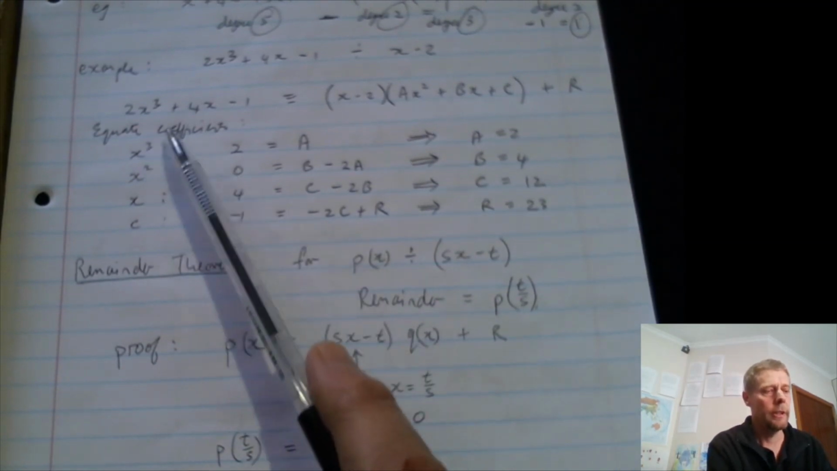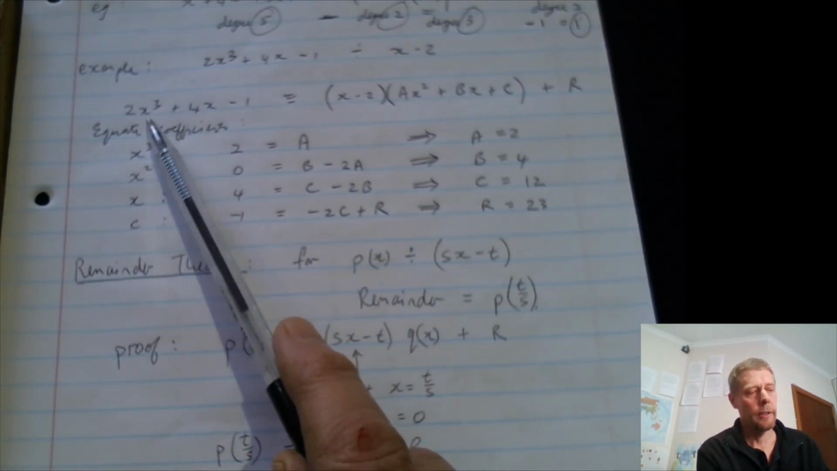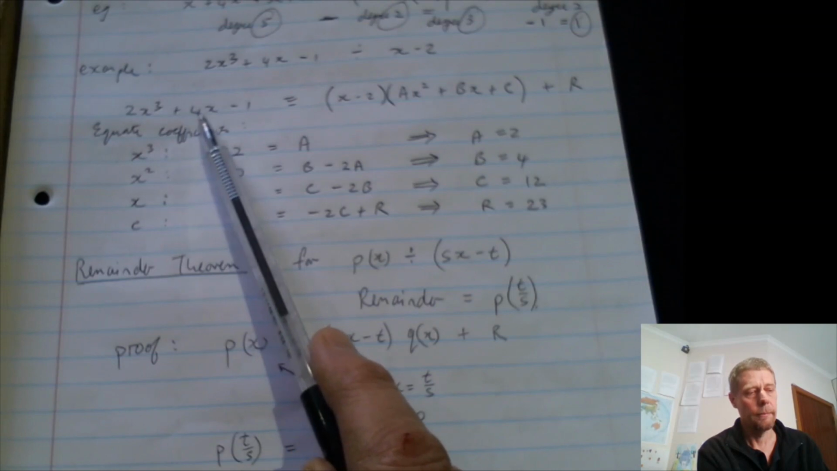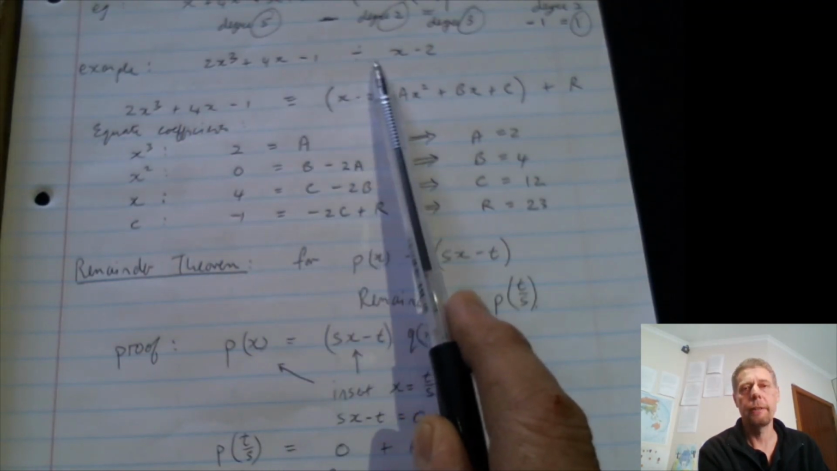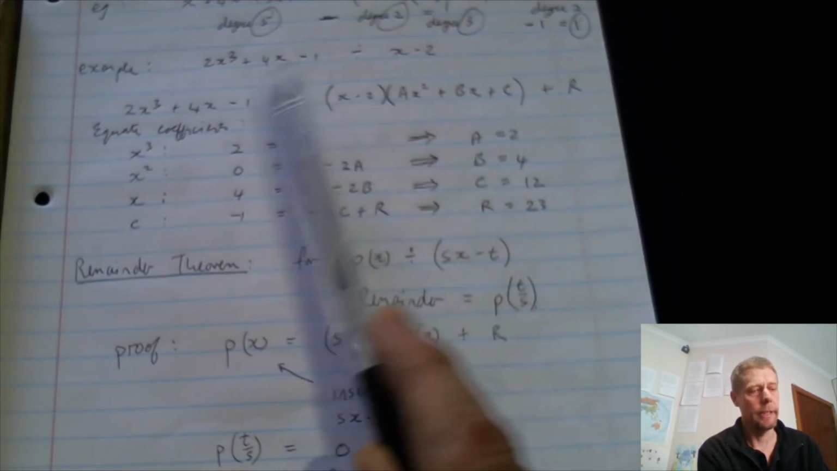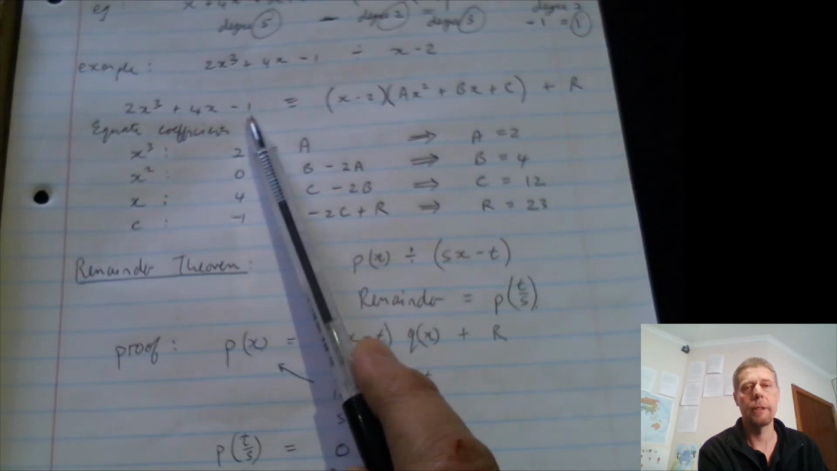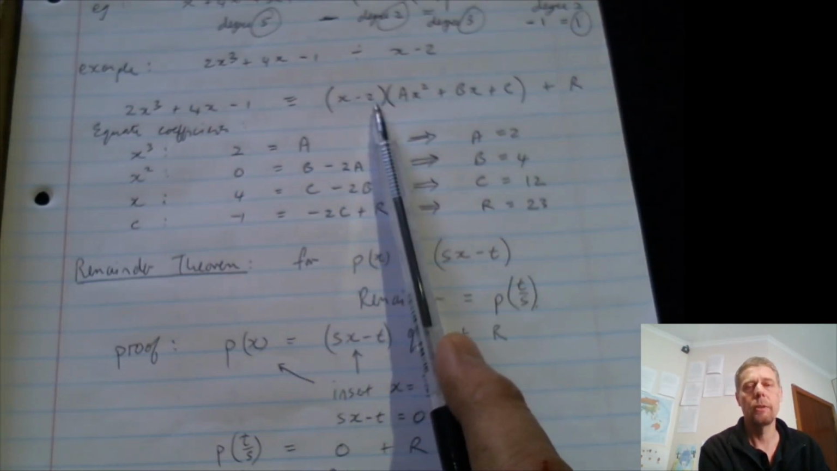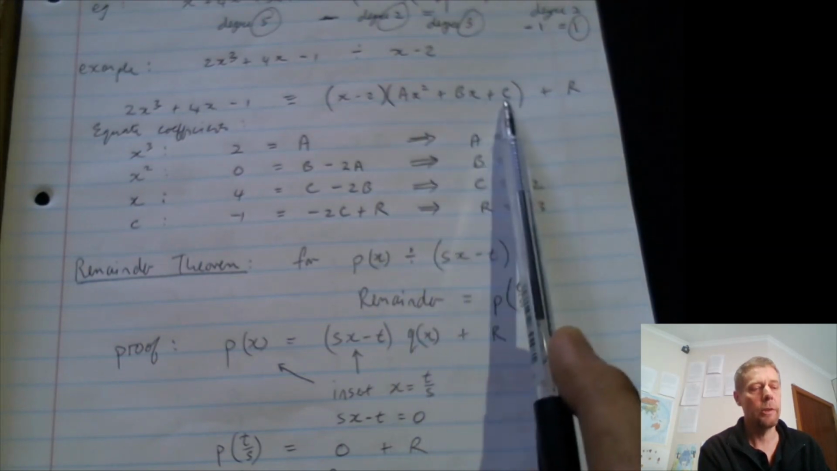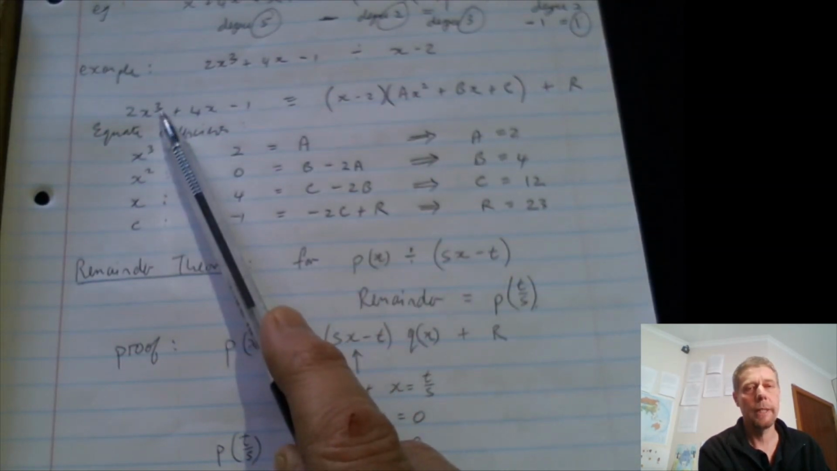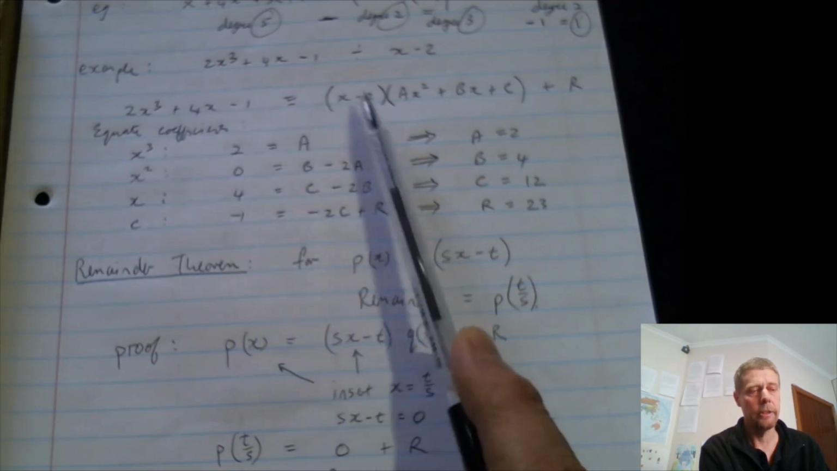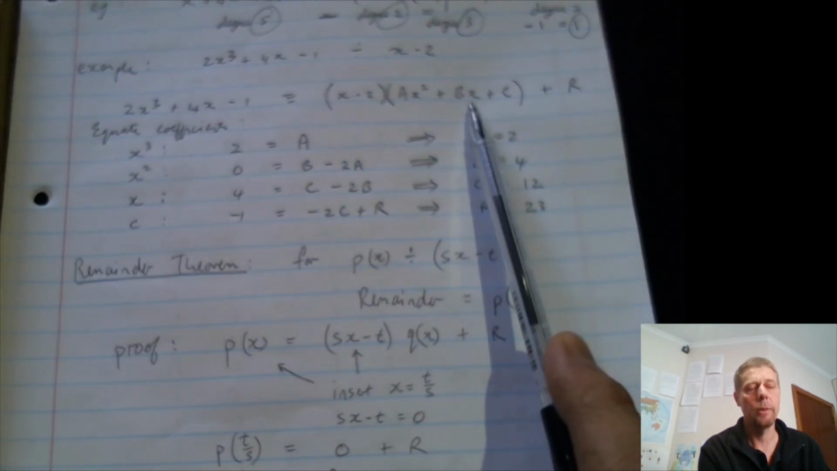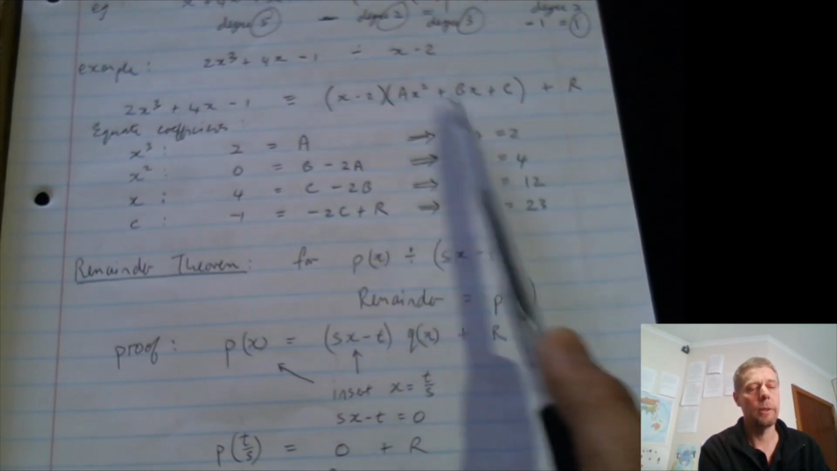So we've got a cubic polynomial, and we want to divide it by x minus 2. So 2x^3 plus 4x minus 1 equals x minus 2, the divisor, times some quadratic. Now because this was a degree 3, and the divisor is a degree 1, my quotient is going to be 3 minus 1, which is 2.